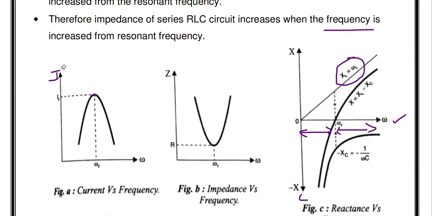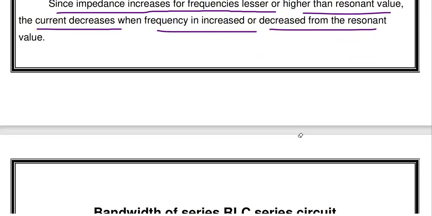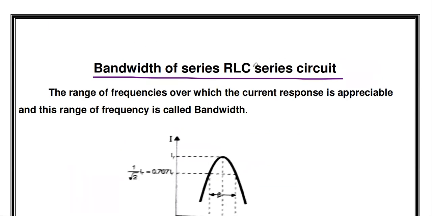Similarly, we derived the next characteristic, the current. Because the impedance is minimum at resonant frequency, the current reaches its maximum value, and at the remaining frequencies, the current is lower. So now we are going to continue the topic, characteristics of the series RLC circuit.